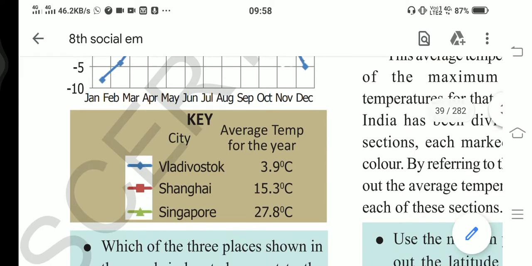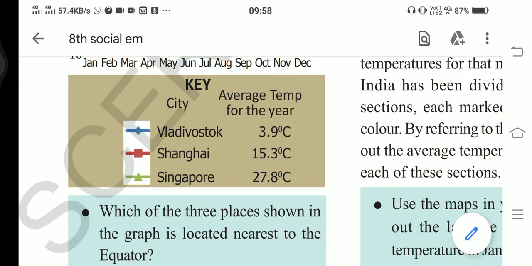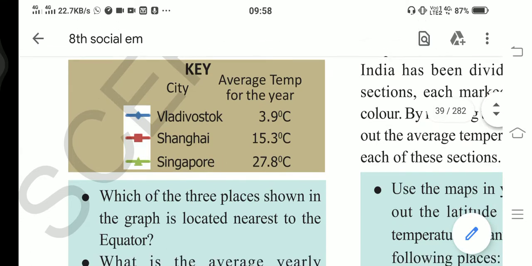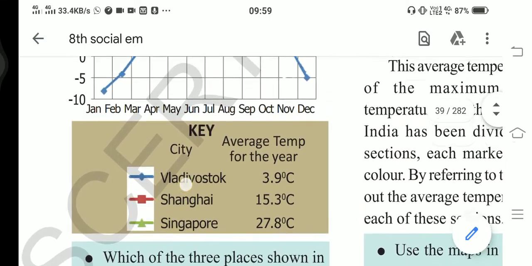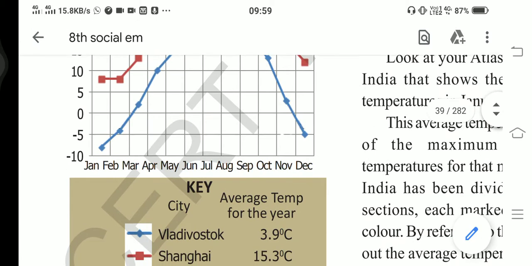So these figures tell that the places which are near to the equator usually get more heat, and places far away from the equator will have lower average temperatures throughout the year, right? So this graph tells us that a particular factor influences the temperature, that is latitude, right? This we have seen in the lower classes also.